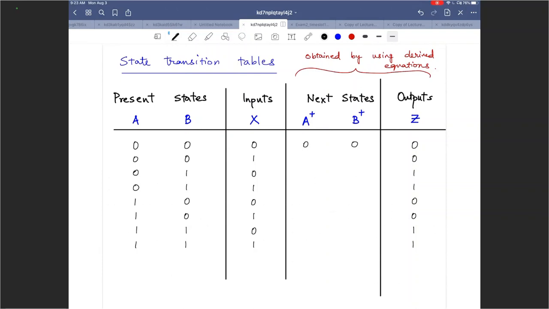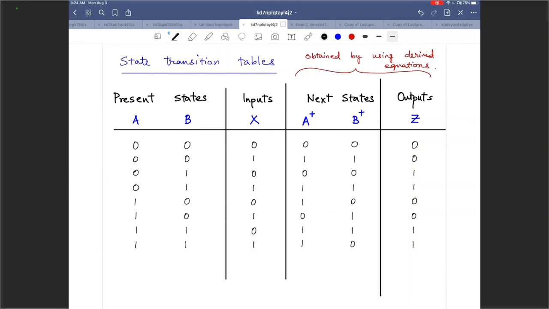1, 1 for the next one, 0, 0 for the next one, 1, 1 for the next one, 1, 0 for the next one, 0, 1, 1, 1, and 1, 0. So I'm not showing you all the things, but I hope that you are able to use the equations derived earlier and the values of A, B, and X to just plug and chug, right? Like to find A plus and B plus. Z is very simple, it's just B, so we didn't have to work too much for that.